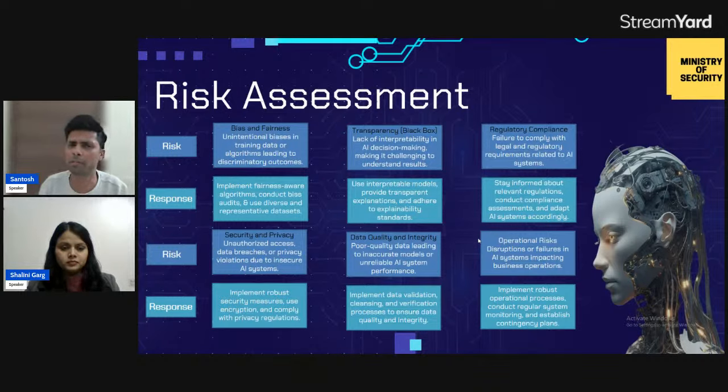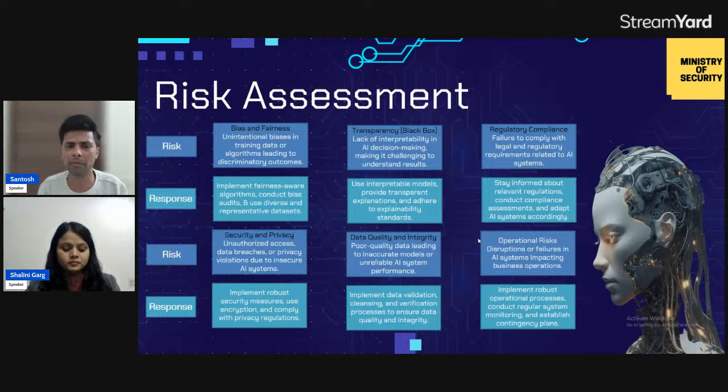Transparency, also called the black box: nobody should be left unable to challenge the outcome or the response provided by that particular AI. If somebody challenges, you need to be transparent enough about what the source was. If that is not there, then it becomes very difficult for anybody to understand on what basis this AI came to this particular outcome. So that should be very clear.